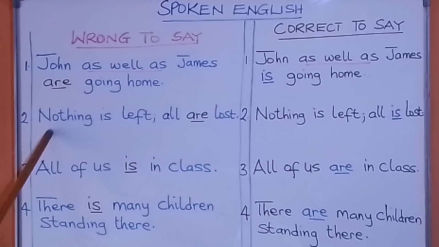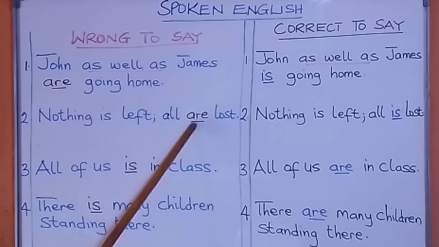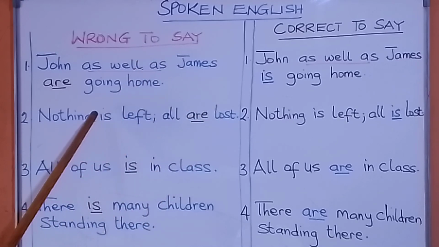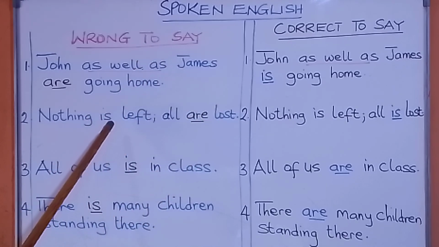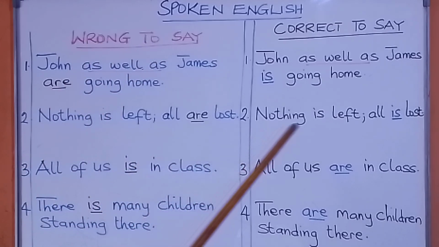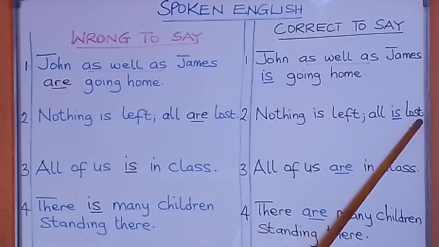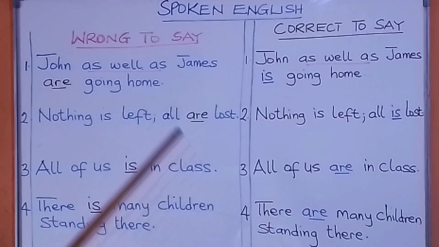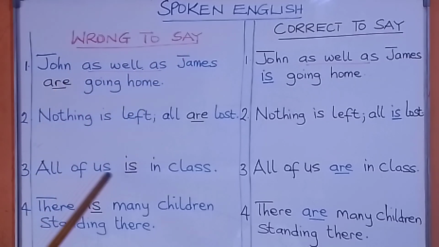Wrong to say "nothing is left, all are lost." You are talking about everything. No. Say "nothing is left, all is lost." All is lost. Wrong to say "all of us is in class." You're talking about everybody now. Wrong to say that. Say "all of us are in class."